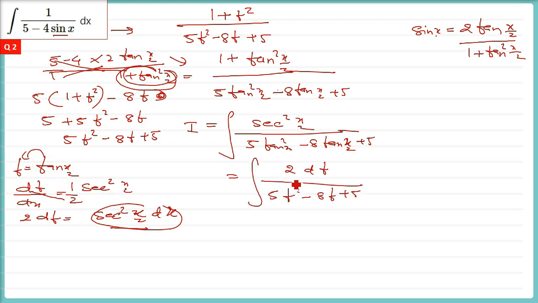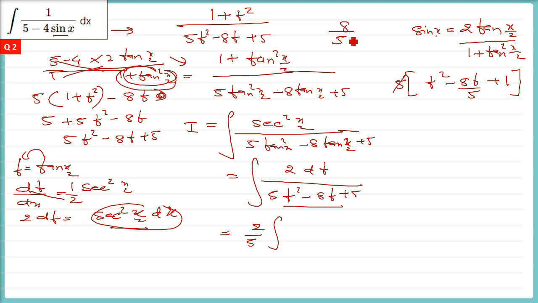Now integration has become so easy because this is the denominator, we just have to make it a perfect square. So let's make this a perfect square, 5t square minus 8t plus 5. So I'm taking 5 outside, and when you take anything outside it has to be divided from every term. So t square minus 8t by 5 plus 1 has come, because 5t square by 5 is t square, 8t by 5 is 8t by 5, and 5 by 5 is 1. So 2 dt was there, so 2 I have taken out, 5 we have taken out, so 2 by 5 has come in front of the integration.